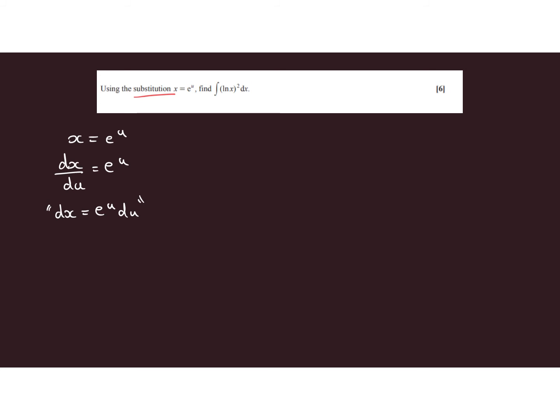So let's approach this integral. Now, in the integral we have ln of x. Now, we know that x is equal to e to the u, which means ln of x must be equal to u. So I can substitute in for ln of x all squared as u squared. And then dx, I can see it over here, is e to the u du.